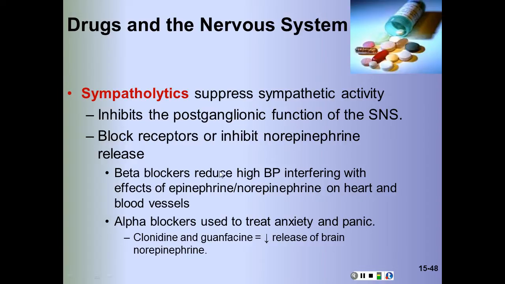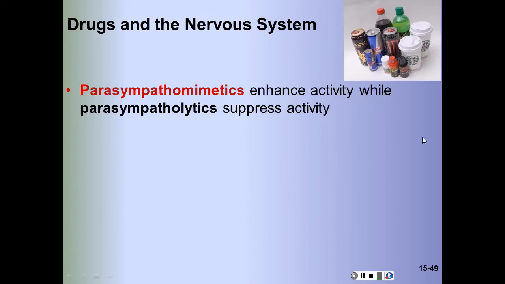So beta blockers, which hopefully everybody has heard of before, are going to reduce high blood pressure, interfering with the effects of epinephrine and or norepinephrine on the heart and on the blood vessels. You have alpha blockers, which are used to treat anxiety and of course panic. Clonidine, and this other one here, guanfacine, are used to help decrease the release of norepinephrine in the brain.